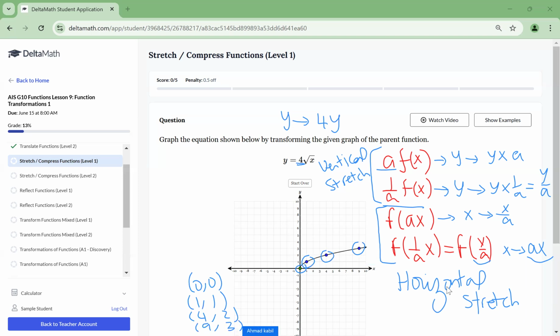Now, we said that the change here affects the y, and we multiplied by 4. So this becomes 0, 0, 1, 4, 4, 8, and 9, 12. This is because we are multiplying the y value every time by 4. However, the x value remains the same. So for 0, 0, it's still 0, 0. We don't do anything. For 1, 1, this becomes 1, 4. So it goes all the way up like this. And for this point here, it was supposed to be 4, 8. And it is automatically at 4, 8. So there's nothing else we need to do. And we're done.